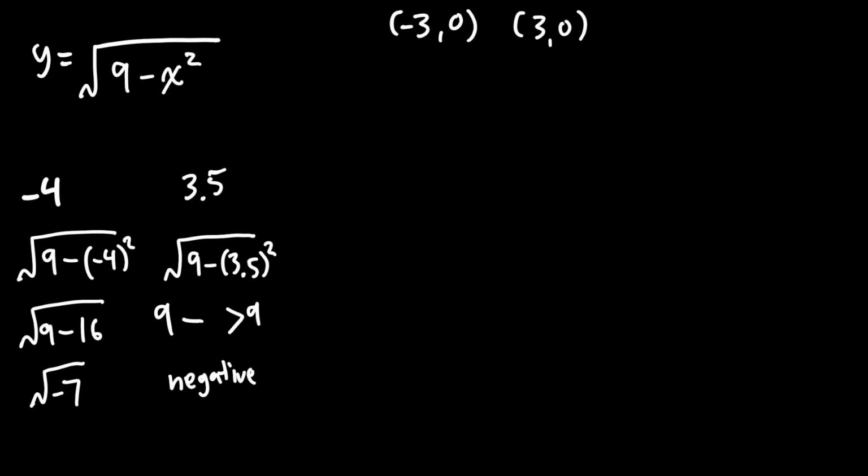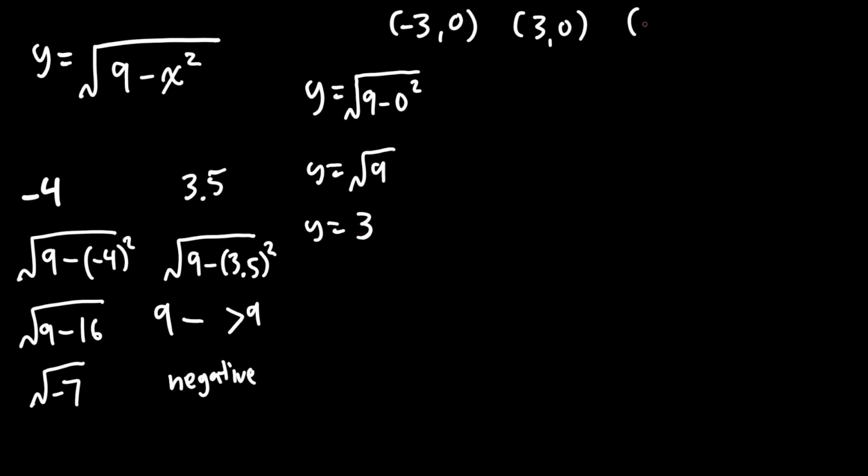So let's plug in one last number so that we have enough points for a graph. Let's just plug in an easy number. We'll say that we'll plug in 0 for x. So we'll have y equal to the square root of 9 minus 0 squared. And 9 minus 0 squared is just 9. So we'll have y equals the square root of 9, and this will mean that y equals 3. So that means that the point 0, comma 3 is also on this graph.